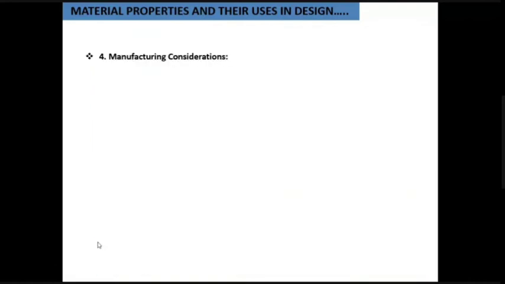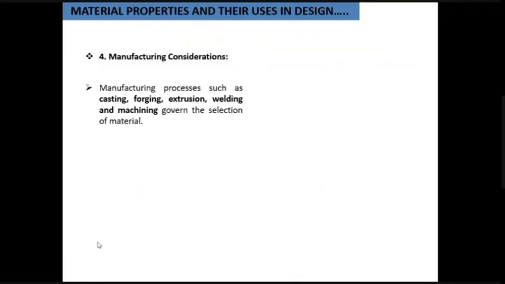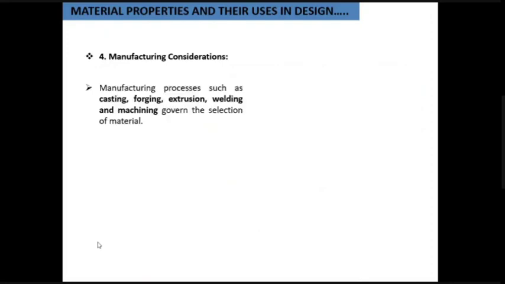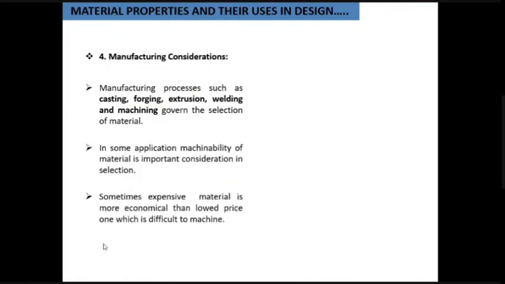Next. Now, last but not least, manufacturing considerations. Now, guys, tell me what are the manufacturing processes? Manufacturing processes are casting, forging, extrusion, welding, and machining. Okay, so all these manufacturing processes, casting, forging, extrusion, welding, and machining, govern the selection of material. Now, again, I will not go into the definition. I will go into the example.